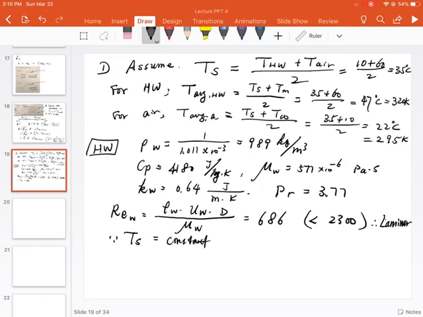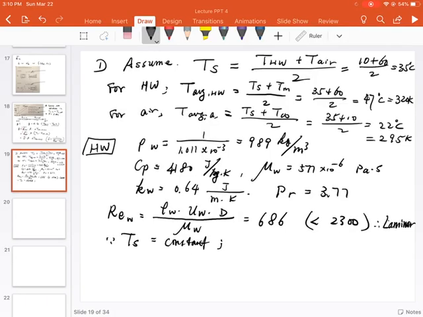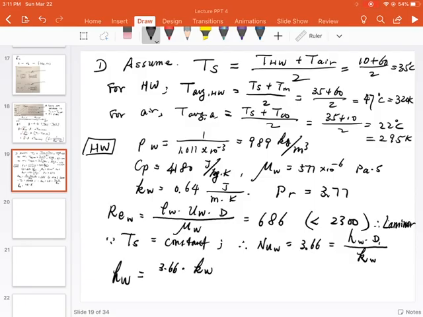Because it's laminar, and also because the surface temperature is a constant, we look up the PDF. There are two cases. One is the heat flux is constant, and the other case is the surface temperature is constant. For the surface temperature being constant, the Nusselt number is always a constant 3.66, and therefore the convection coefficient is 3.66 times the conduction coefficient of water divided by the diameter.